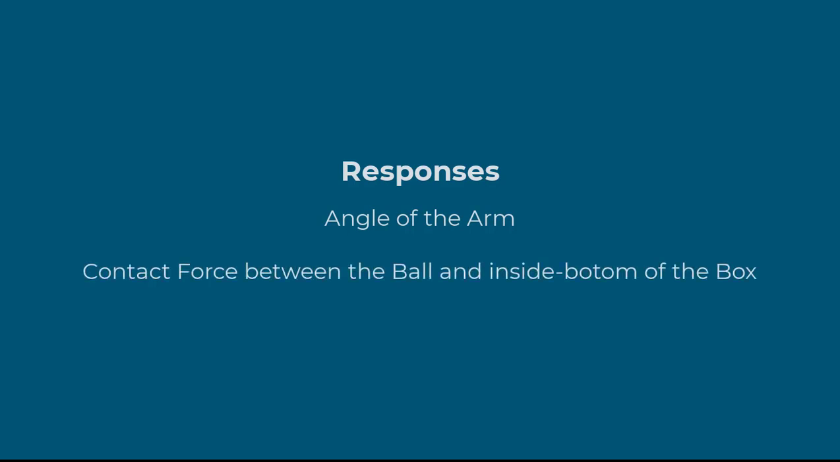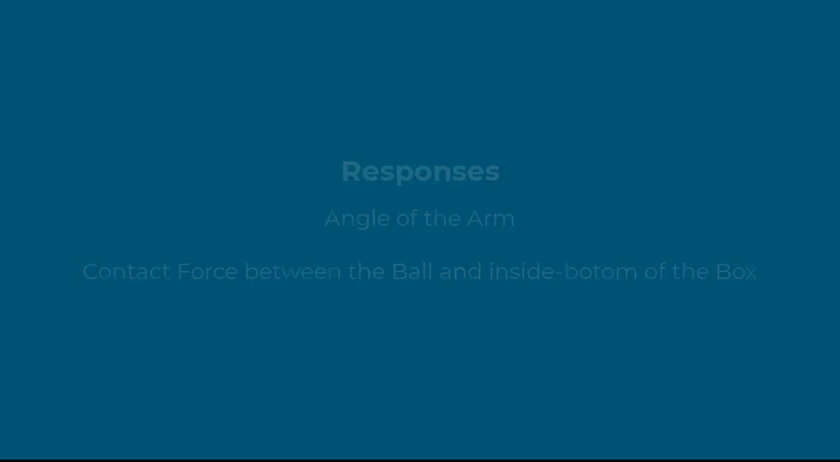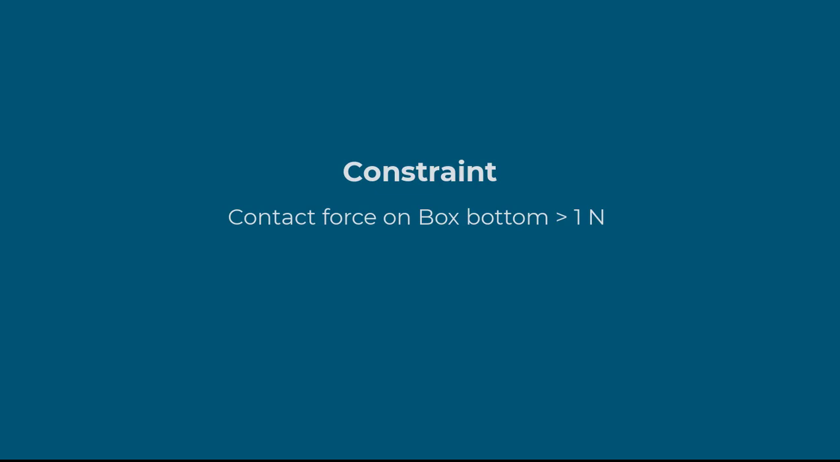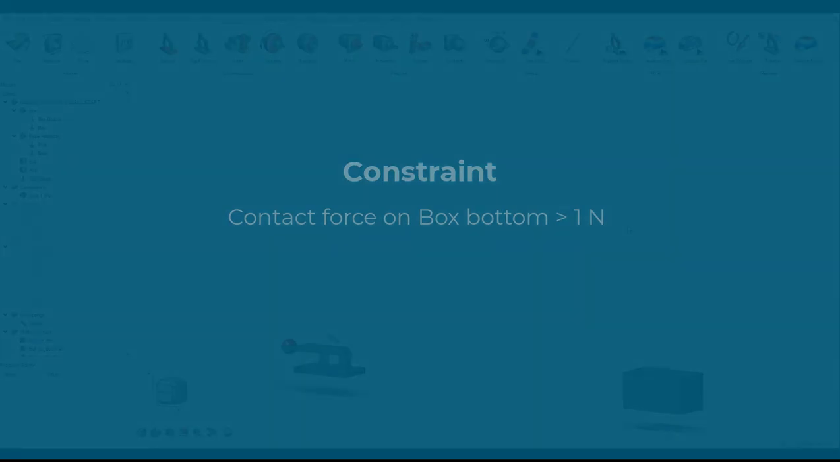We will then create two responses, one for the angle of the arm and the other for the contact force between the ball and the inside bottom of the box. Finally, we will create a constraint which monitors the force between the ball and inside bottom of the box. If the force is greater than 1 Newton, the run is considered a successful run.